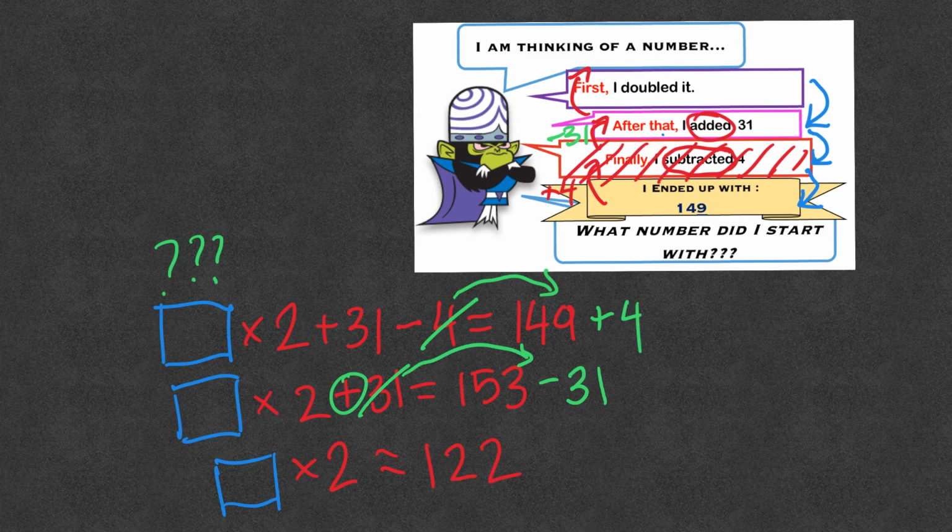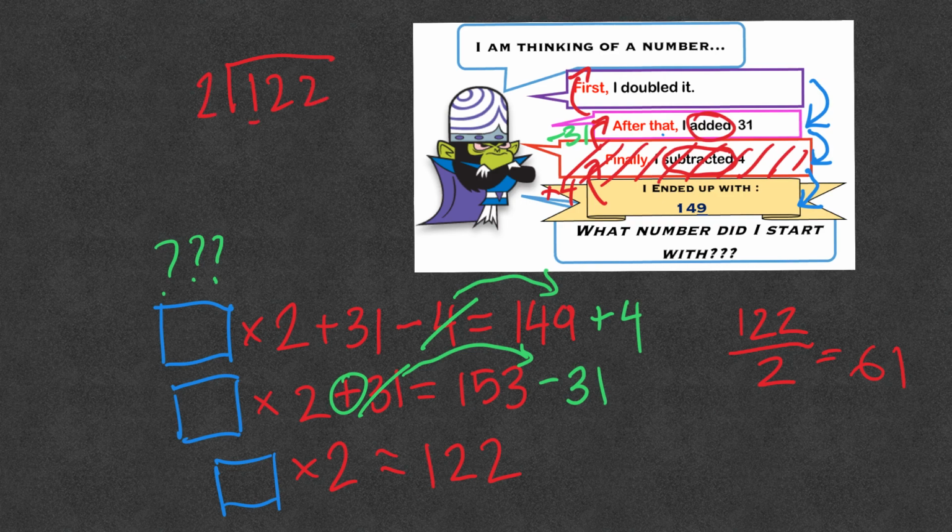Okay, so if the mystery number was doubled and it gives me 122, I need to use the opposite of doubling. So what I'm going to do is 122 divided by 2. So I need to half it. Half of 100 is 50. Half of 20 is 10. So that gives me 60. Half of 2 is 1. That's 61.